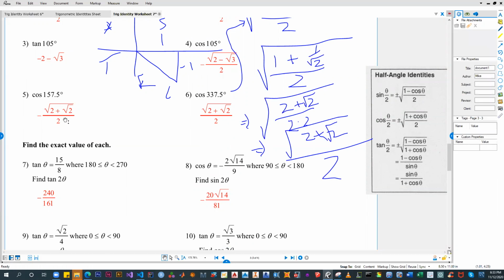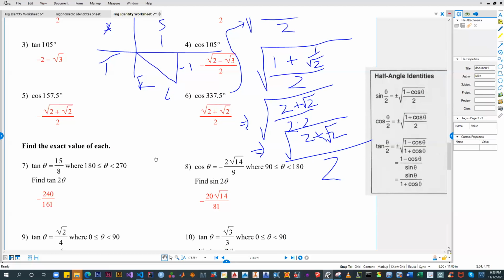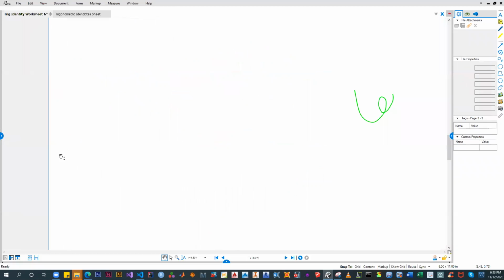Yeah, so it's kind of similar. The only difference is it's in a different quadrant. So it's only a sign difference.